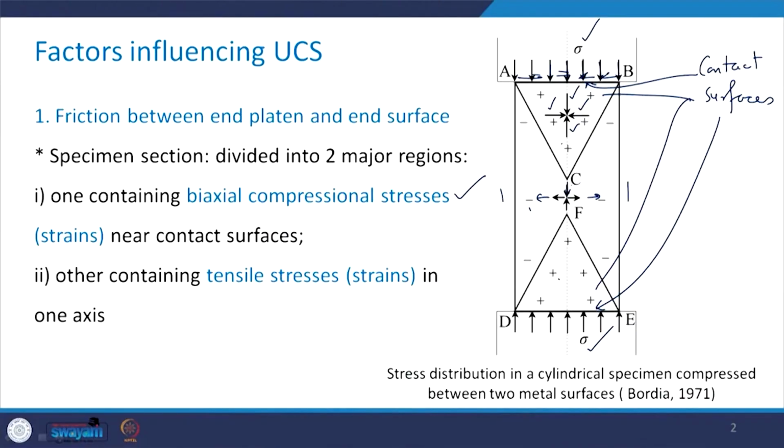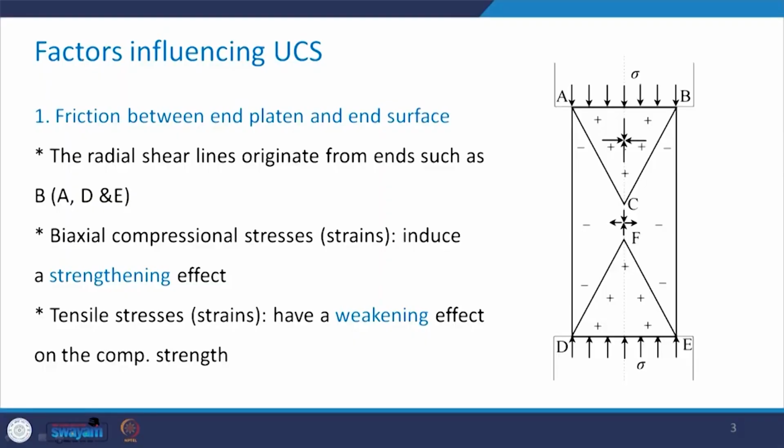So, again let us see, because of the friction, you will have biaxial compressive stresses in these two triangular or conical zones. However, in this zone in the center part, you will have the tensile stresses along one axis. Ideally, because it is the compressive stress test, there should not be any tensile stresses, but then that occurs here. So, what does it do?